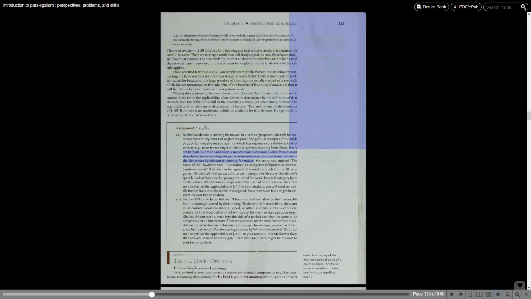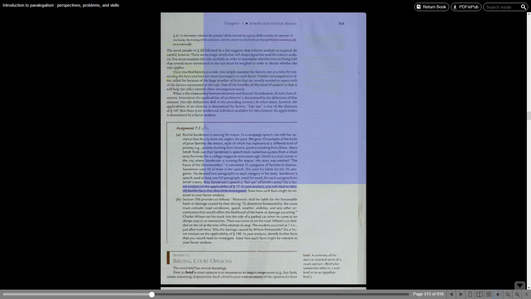Harry Smith finds out that Sanderson's speech took numerous quotes from a short story he wrote for a college magazine some years ago. Smith is a mail carrier in the city where Sanderson is running for mayor. His story was entitled The Faces of the Downtrodden. It contained 15 categories of families in distress. Sanderson used 10 of them in her speech. She used his labels for the categories. He devoted 2 paragraphs to each category in his story. Sanderson's speech used at least 1 full paragraph, word for word, for each category from Smith's story.